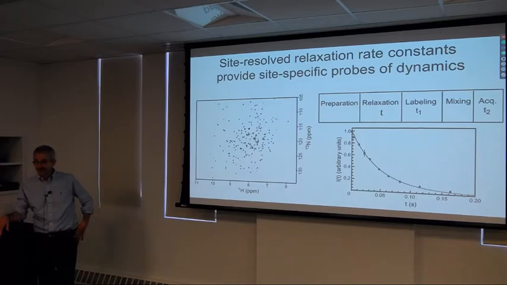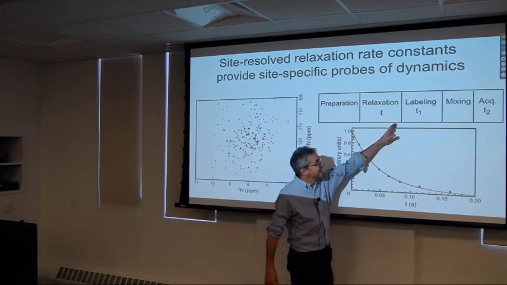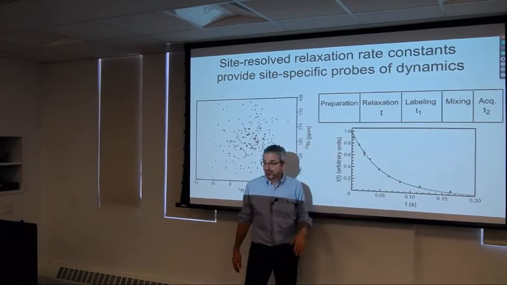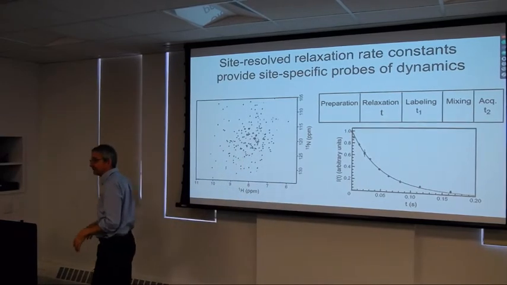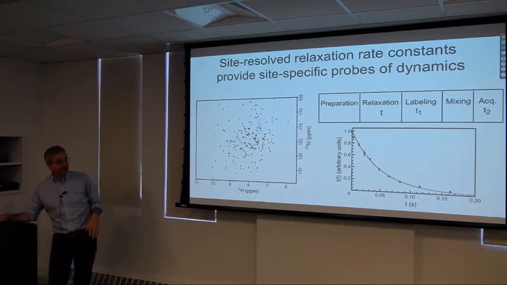And that's the whole relaxation experiment. The other blocks are just to generate a two-dimensional or three-dimensional NMR spectrum so that we can resolve individual resonances. So this block, T1 mixing acquisition, could be an HSQC sequence, it could be a TROSY sequence, it could be turned into a 3D HNCO. None of that is particularly important. That's all about resolution and sensitivity. It's the first two blocks that are important.